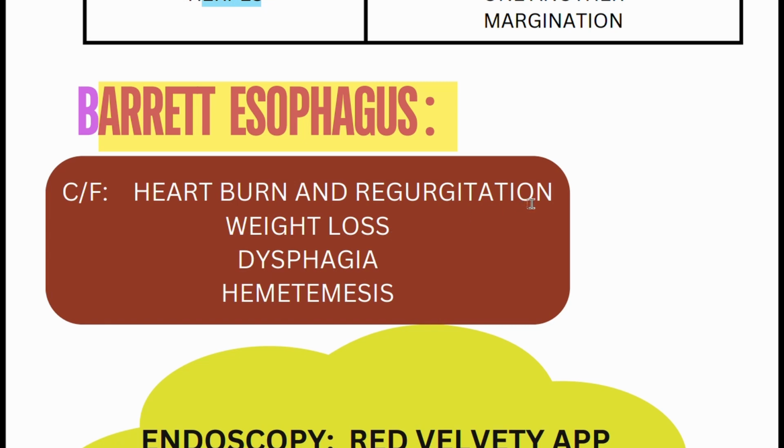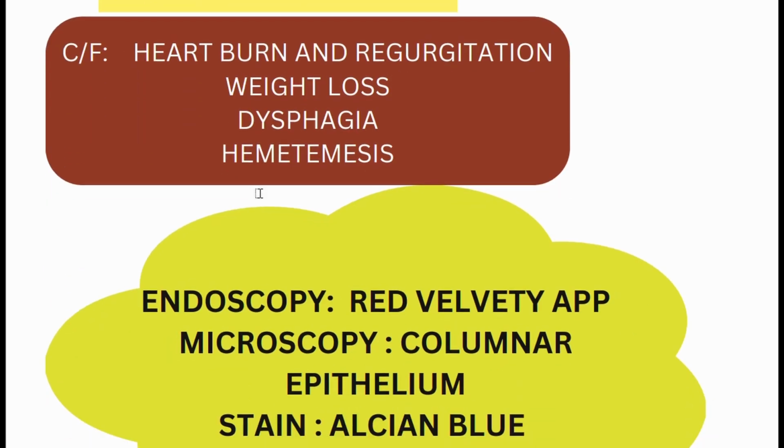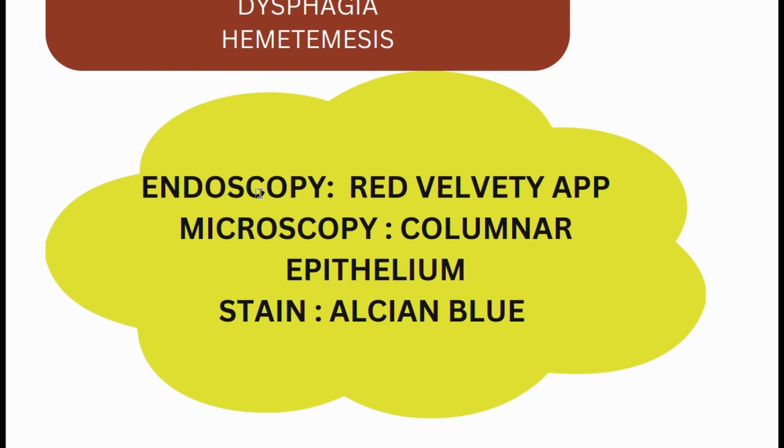Why? He is getting regurgitation, meaning the contents of the food will come into the mouth. Hence, he is not able to swallow food, which leads to weight loss and also leads to heartburn. So these are the symptoms in Barrett esophagus. So you order an endoscopy, microscopy, and stain.